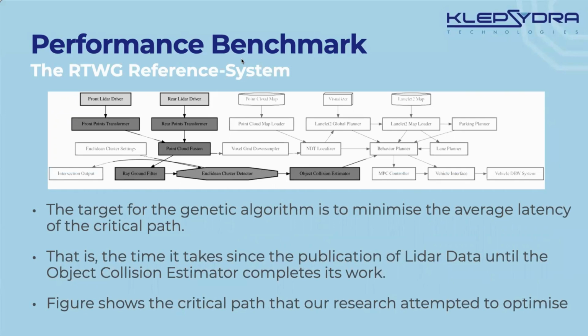When we optimize this, we use our genetic algorithm, in this case, to minimize the average latency of the critical path, which is what the reference system is aimed for. So there is a critical path in the whole reference system, which, like you saw before, tries to emulate what a self-driving car system looks like. And there is always a critical path to be optimized. The paper gives you more details of where the critical path lies within this reference system.